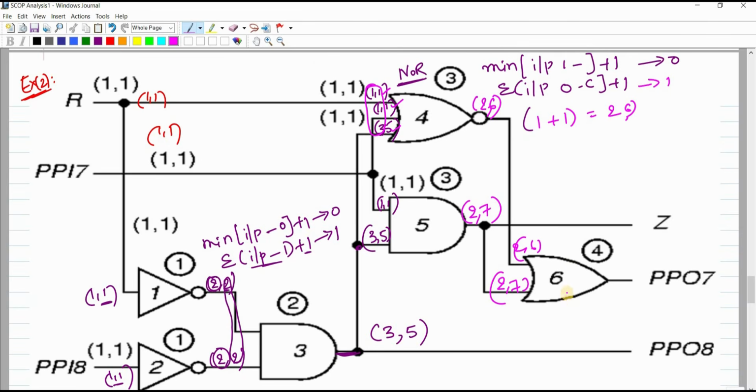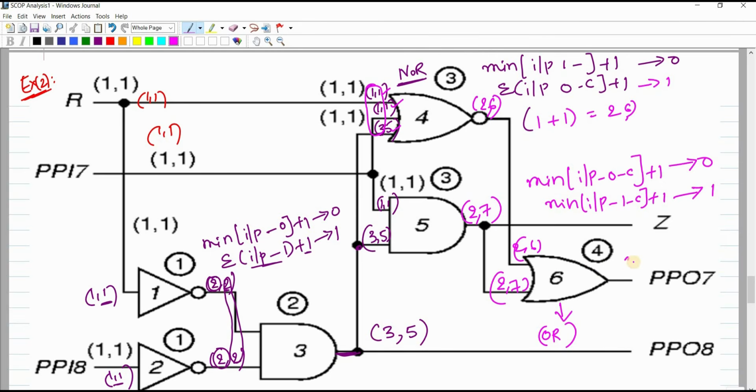Here I can get 2, 7. So here it is an OR gate. For the OR gate, for 0 controllability, the formula is minimum of input 0 controllabilities plus 1. It is for 0 controllability. For 1 controllability, minimum of input 1 controllabilities plus 1. So it is 1 controllability. According to this formula, we can get 5, 7 here. So it is just self-explanatory. In this way, we can calculate combinational controllability.